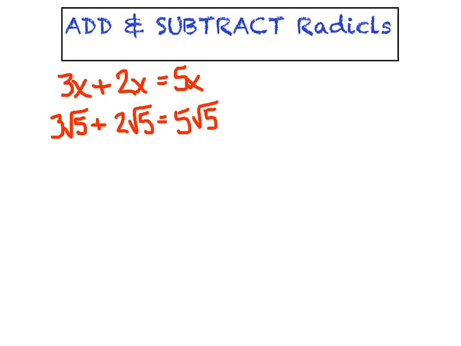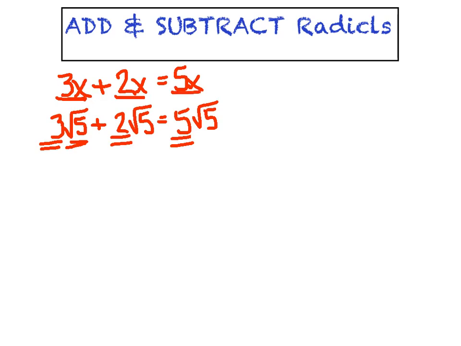You'll notice all we're doing in both of these examples, whether there's x's or radical 5s, is focusing on the coefficient. We're taking the 3, adding it to the 2, getting a total of 5, and the variable, whether it be x or the radical 5, is not changing. It's kind of coming along for the ride. Just like asking yourself, 3 apples plus 2 apples is, of course, 5 apples.